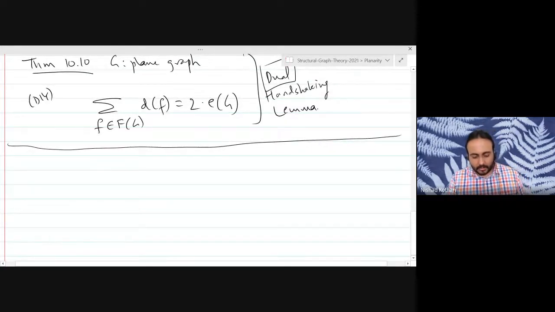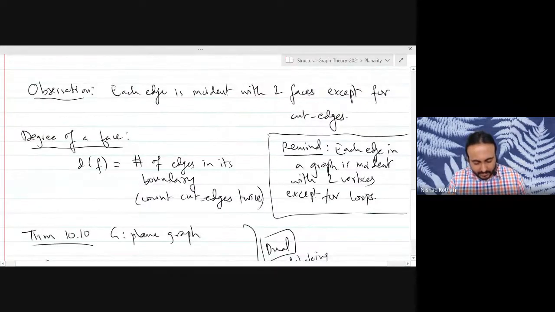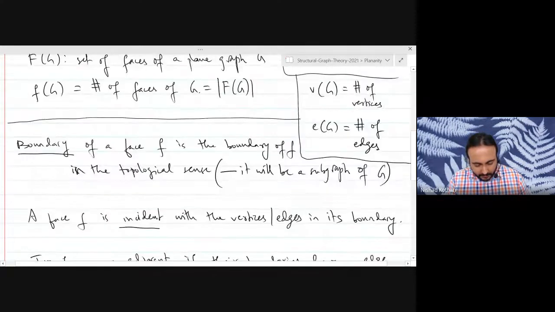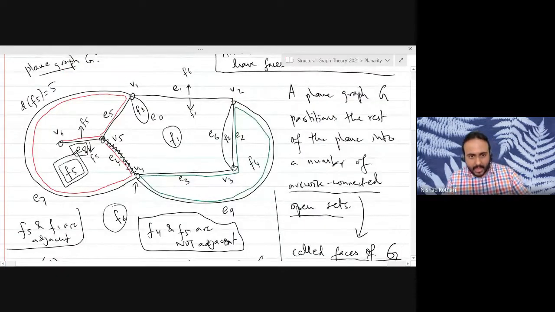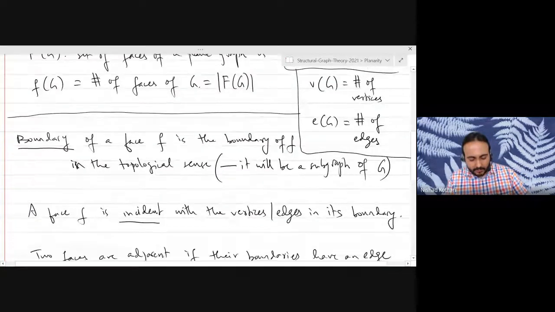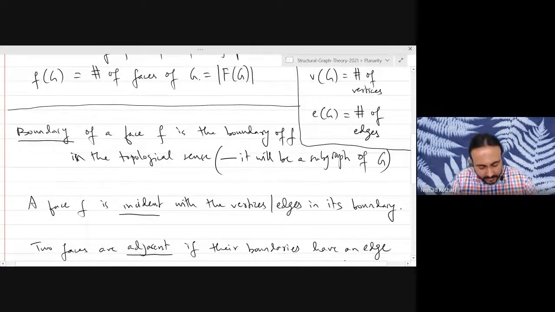So let's start from our discussion where we ended last time. We talked about faces of a plane graph, right? We looked at this example and we discussed what is the boundary of a face. There is also notation for this, and the reason for it will become clear soon. The boundary of a face F is denoted as partial of F.